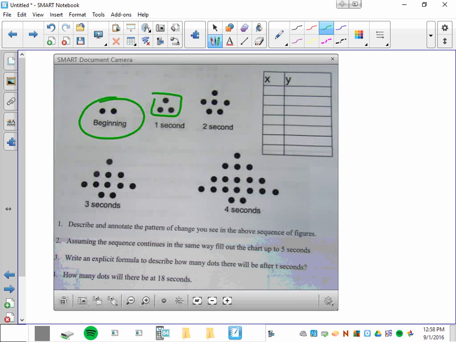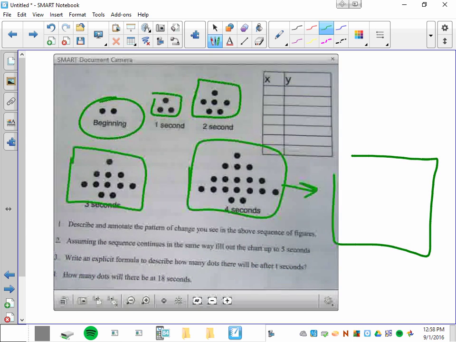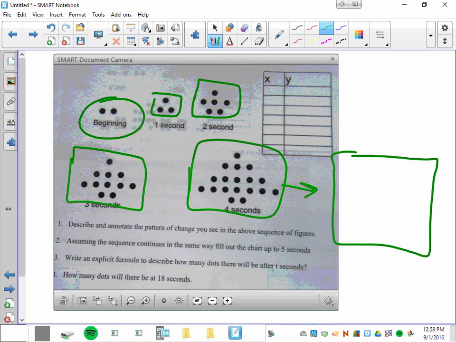And then something happens, and we get this shape. And it should be the same something every time. And then something happens, and we get this shape. And then this one. And using that same pattern, we should be able to predict what the next shape is. So number 1 asks you, figure out what's happening. What is the pattern in the picture?